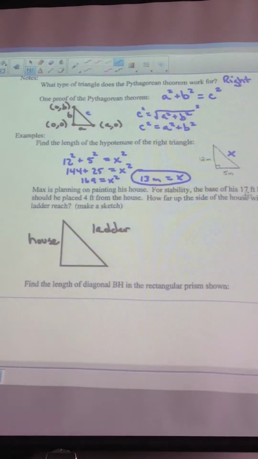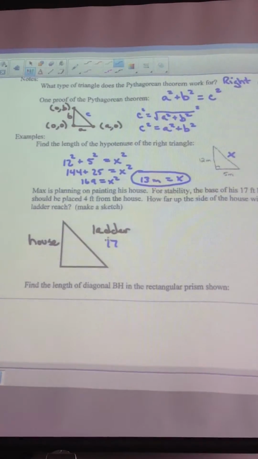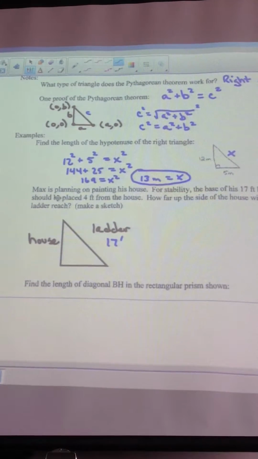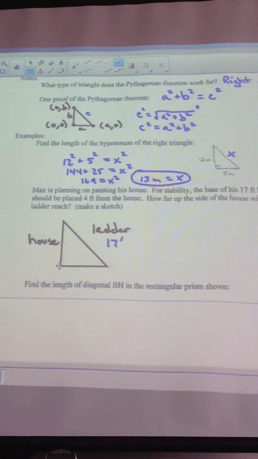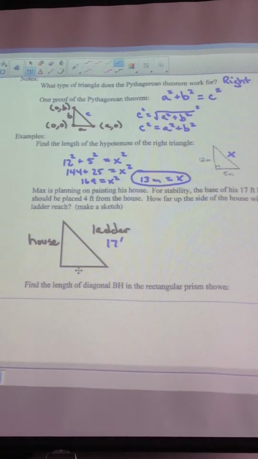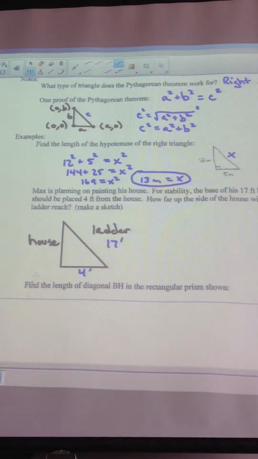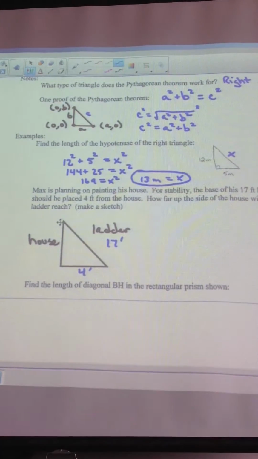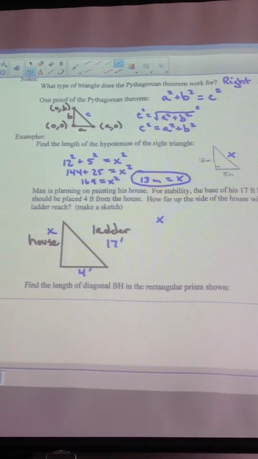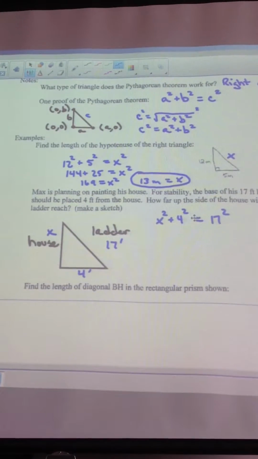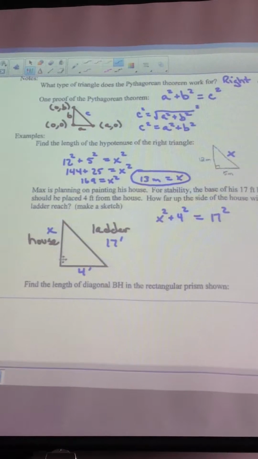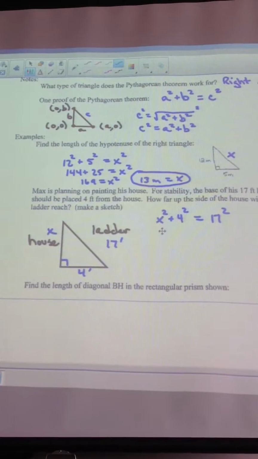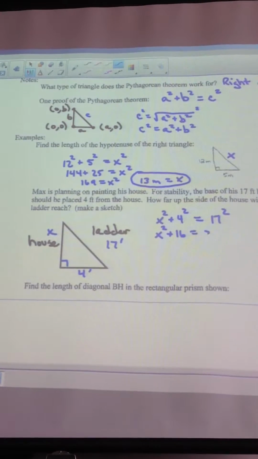For stability, the base of this 17-foot ladder, so it's a 17-foot ladder that's leaning, should be placed 4 feet from the house. So from the house to the base of the ladder should be 4 feet. Question is, how far up the house is this ladder going to reach? That we will call x. So to set up this problem, I have x squared plus 4 squared equals 17 squared. 17 is the hypotenuse because it is opposite the right angle. This would then give me x squared plus 16 equals 289.